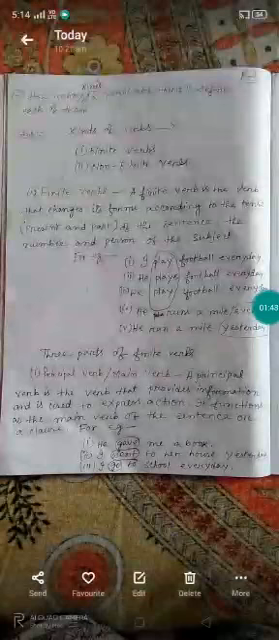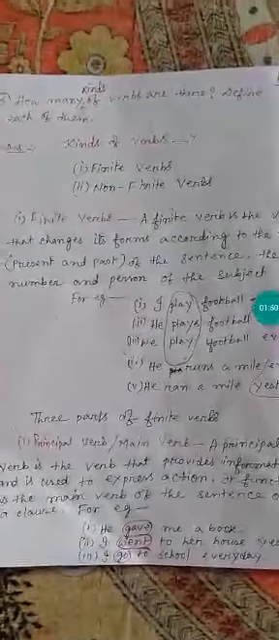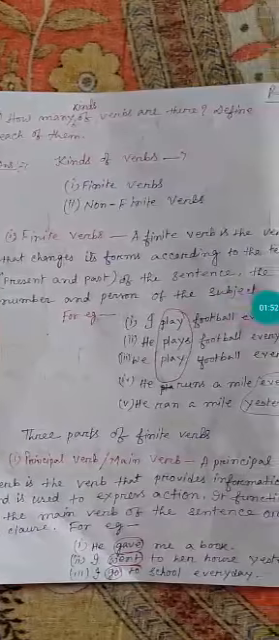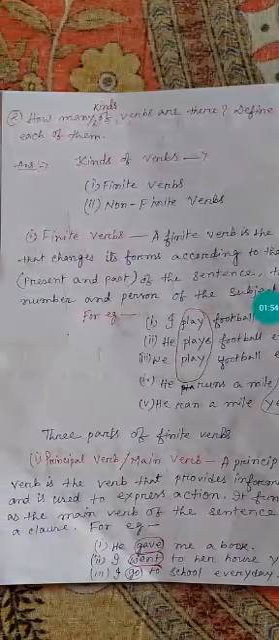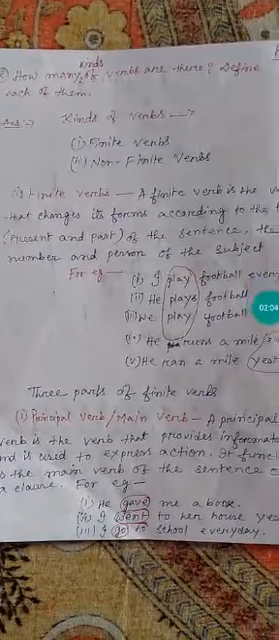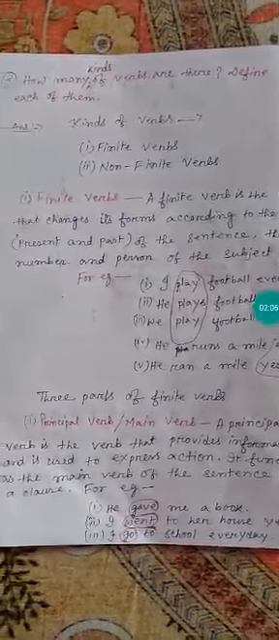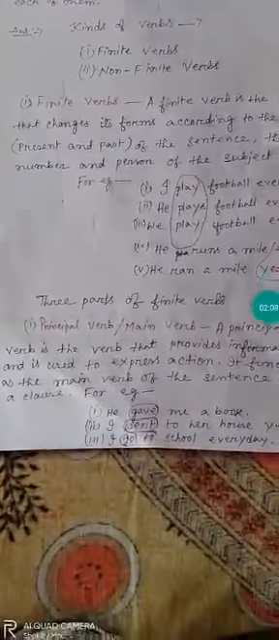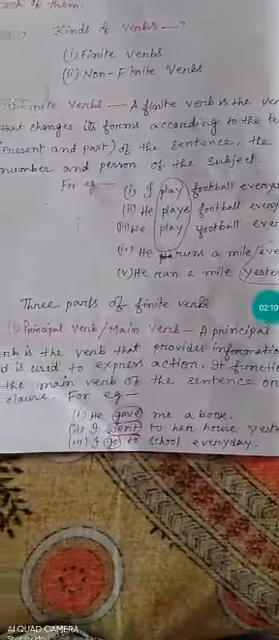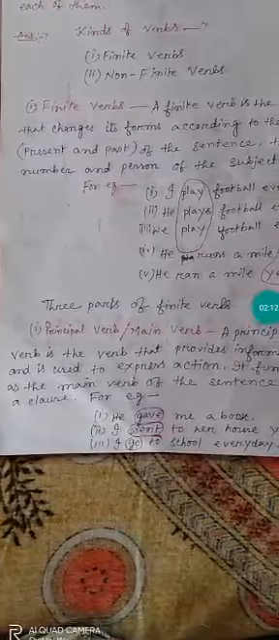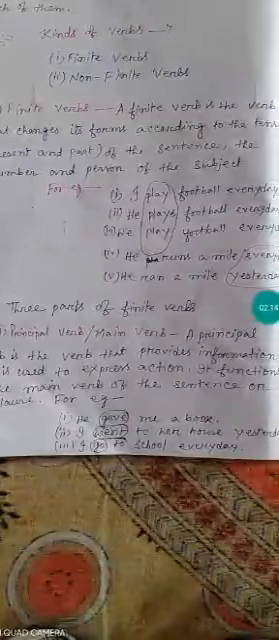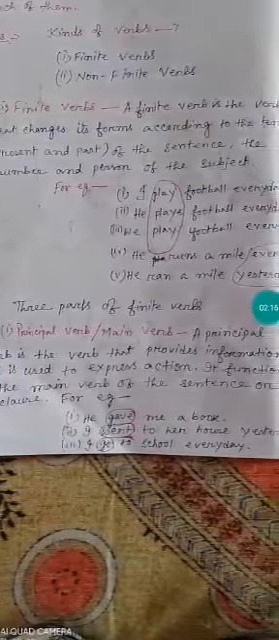Students, now my second topic is how many kinds of verbs are there? Define each of them. Now, as we have seen in the diagram, there are two kinds of verbs, finite verbs and non-finite verbs. Now, what is finite verb? A finite verb is the verb that changes its forms according to the tense, whether it is present or past of the sentence, the number and person of the subject.